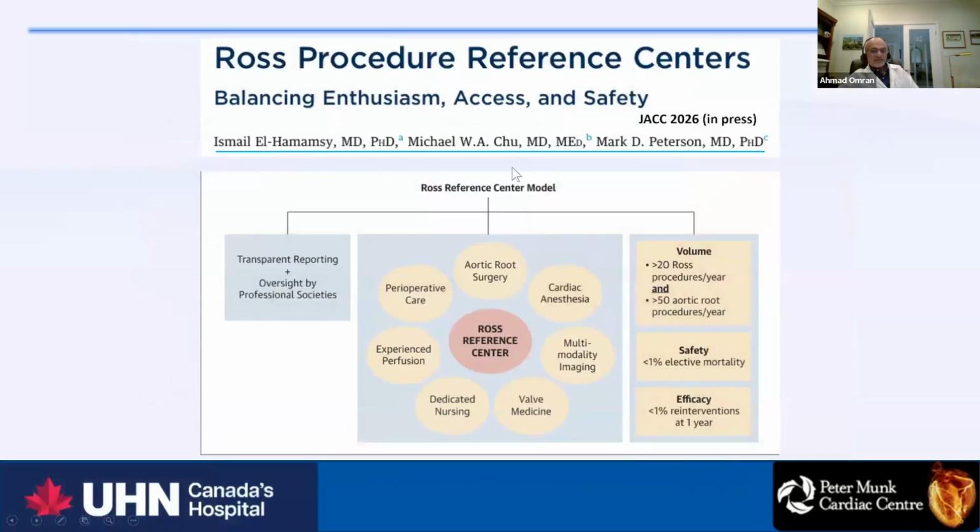This is the requirement for a ROS center. They should do at least 20 ROS per year and more than 50 aortic valve repairs per year to be called a ROS Center of Excellence. It is surprising that all these 3 authors are Canadian: Hamamsi and Michael Cho from London, and Mark Patterson that was with you before.